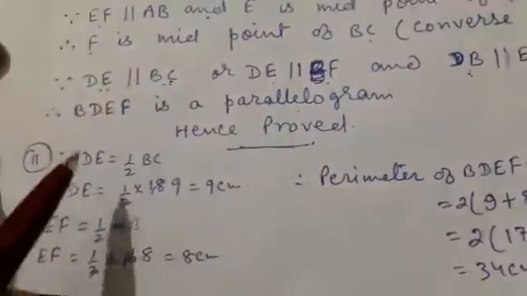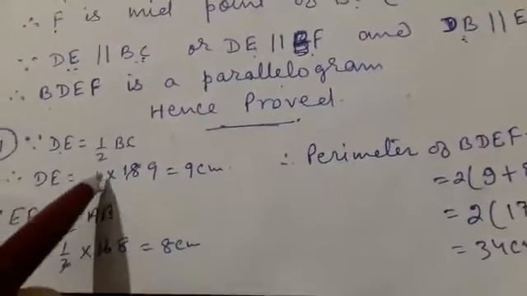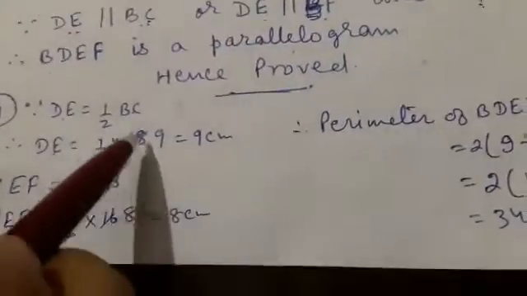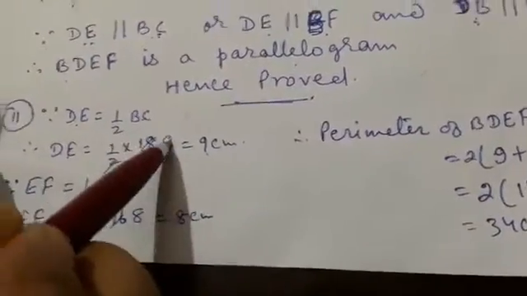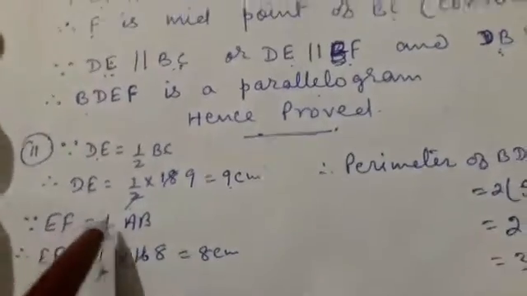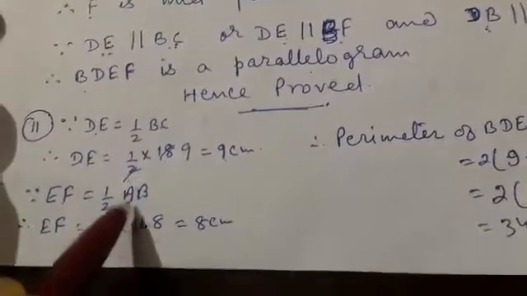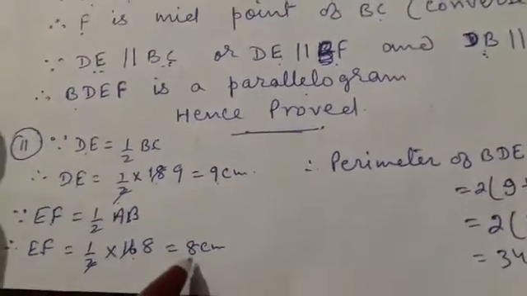In the second part we have to find the perimeter of BDEF. Since DE is equal to half of BC, and BC is given as 18 centimeter, DE will be 9 centimeter. Similarly, EF is equal to half of AB, which we have already proved. The value of AB is 16, so half of it, EF is equal to 8 centimeter.